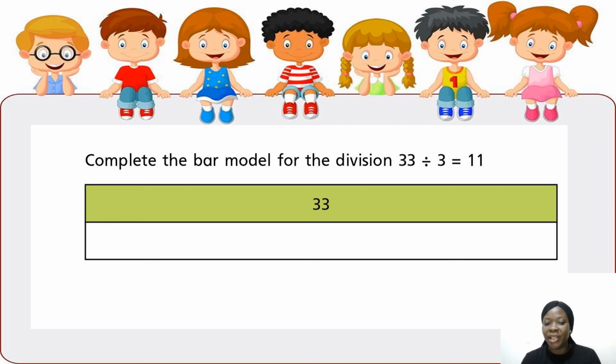Now, the next question says complete the bar model for the division 33 divided by 3 is equal to 11. Pause the video and have a go. Welcome back, everyone. So, how do we figure this out? 33 divided by 3 is equal to 11 groups. So, there are 11 groups of 3. So, on our bar model, we need to have 11.